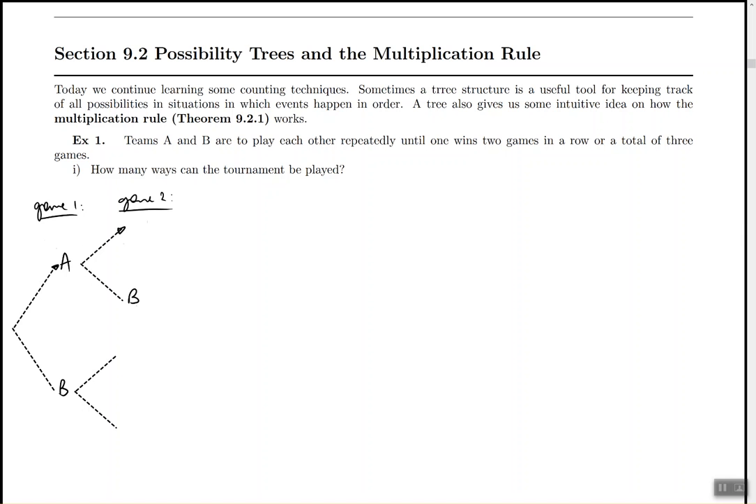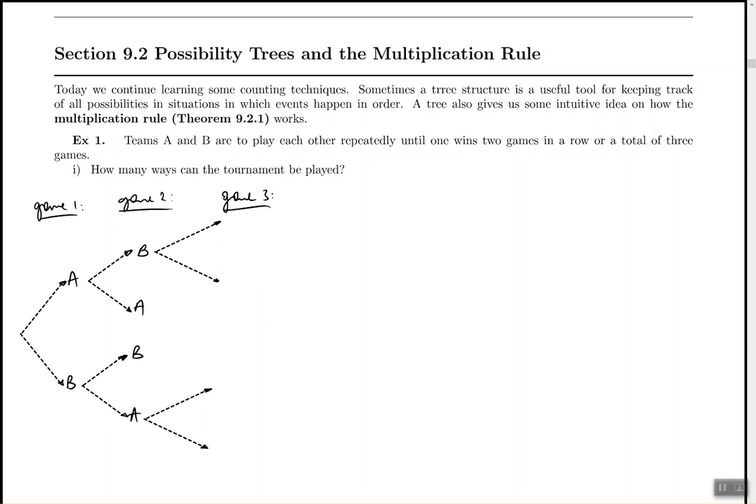You know what? Let me put B on top and A on the bottom just because it looks prettier that way. Now, if team B has won the first game and they go to the second game and team B wins again, then the tournament is now over, we're finished. But if they end up losing the second game and A wins, nobody has 2 games in a row, so we have to continue on to game number 3. So in game 3, either A or B wins, or again, A or B wins. We don't know, so we're going to keep going.